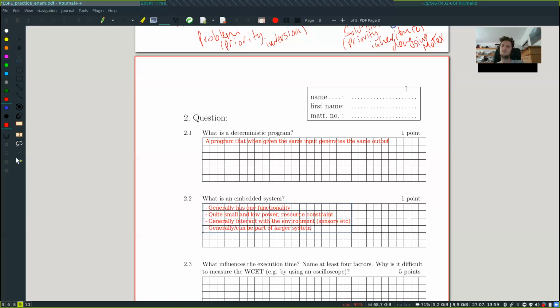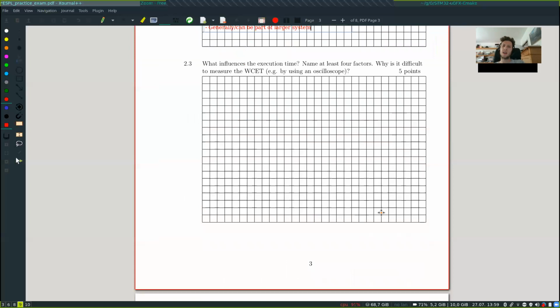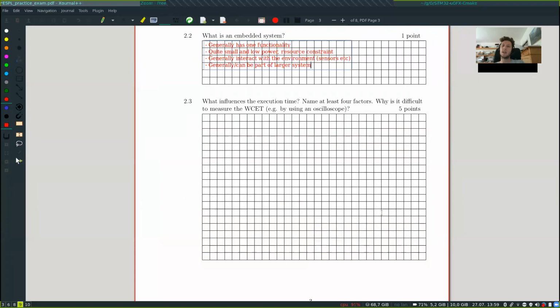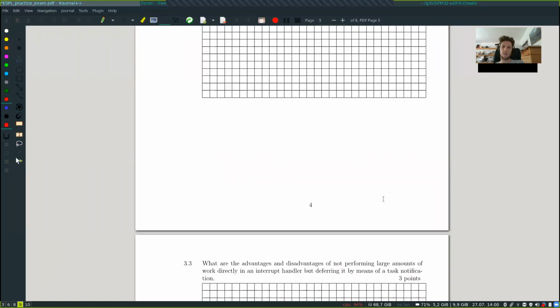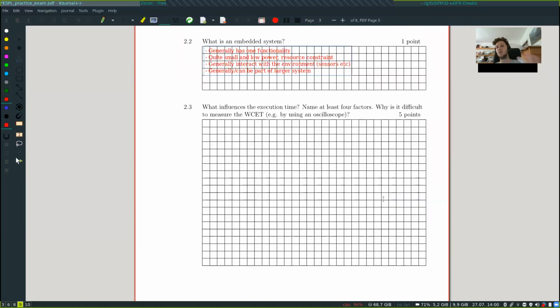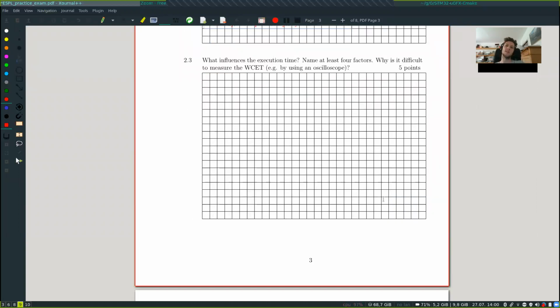Can you think of anything else? Okay. So now we have the worst case execution time. Quickly, I think this question will probably come up in the exam. We have the worst case execution time and the worst case response time. So in this question, I'm asking, what's the worst case execution time?